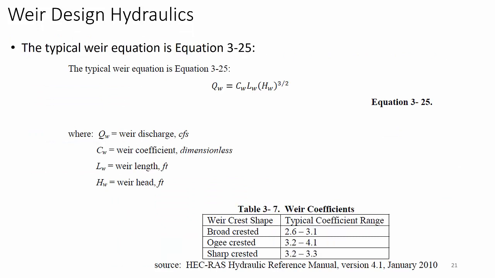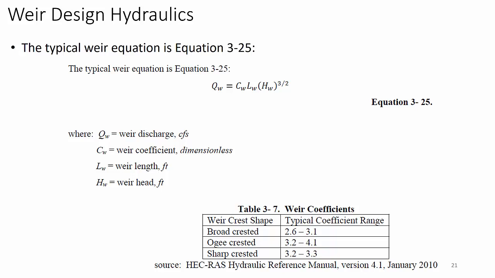The typical weir equation is that Q across the weir equals the weir coefficient, CW, which is dimensionless, times the weir length, LW, in feet, times the weir head, HW, in feet to the 3 halves. So the typical coefficients, CWs, for broad-crested weirs are 2.6 to 3.1.